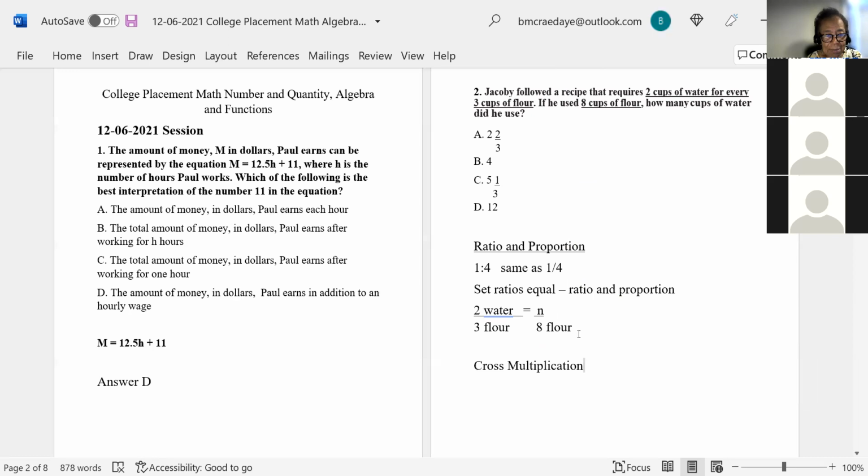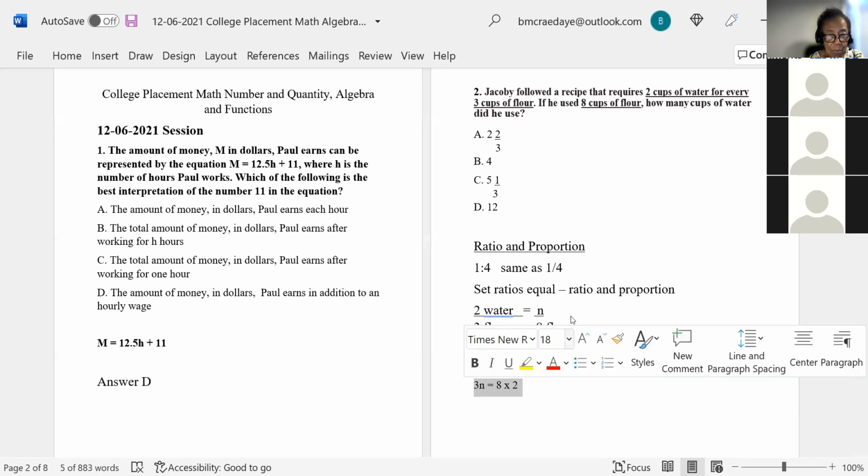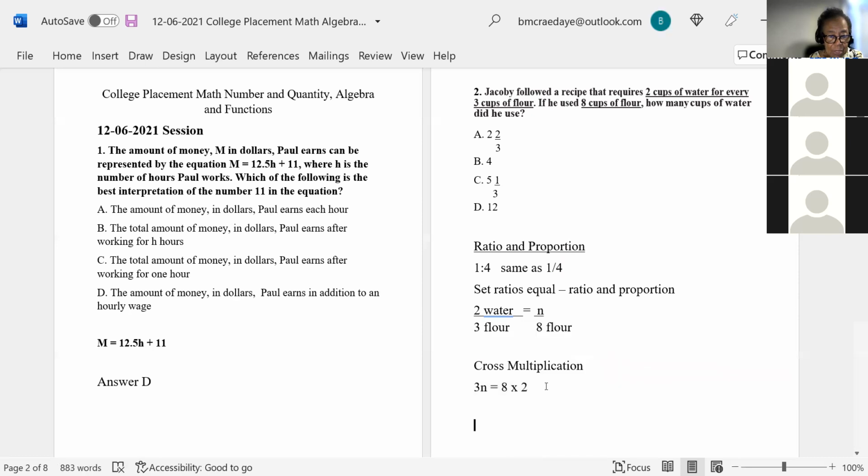So you do your cross multiplying. That means numerator times denominator, numerator times denominator. So you get 3 times n, and that gives you 3n, right? And that's equal to 8 times 2. What's 8 times 2, Alva? 16. That's right. So this would be 3n equals 16.